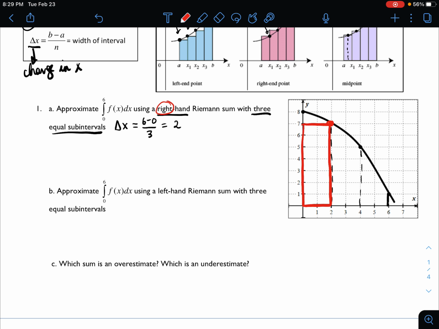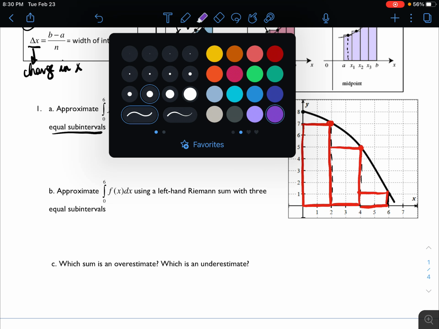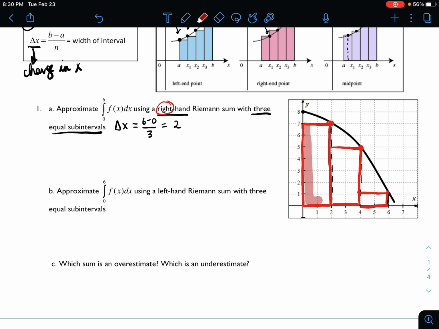So I want to find the area of that rectangle. The next rectangle, again, would go from 2 to 4. I'm going to use the right side to go up on my graph, and then that will be my height. And again, from 4 to 6, I'm going to use the right side as my height. And so I'm trying to find then the area of this rectangle plus this rectangle plus this rectangle.